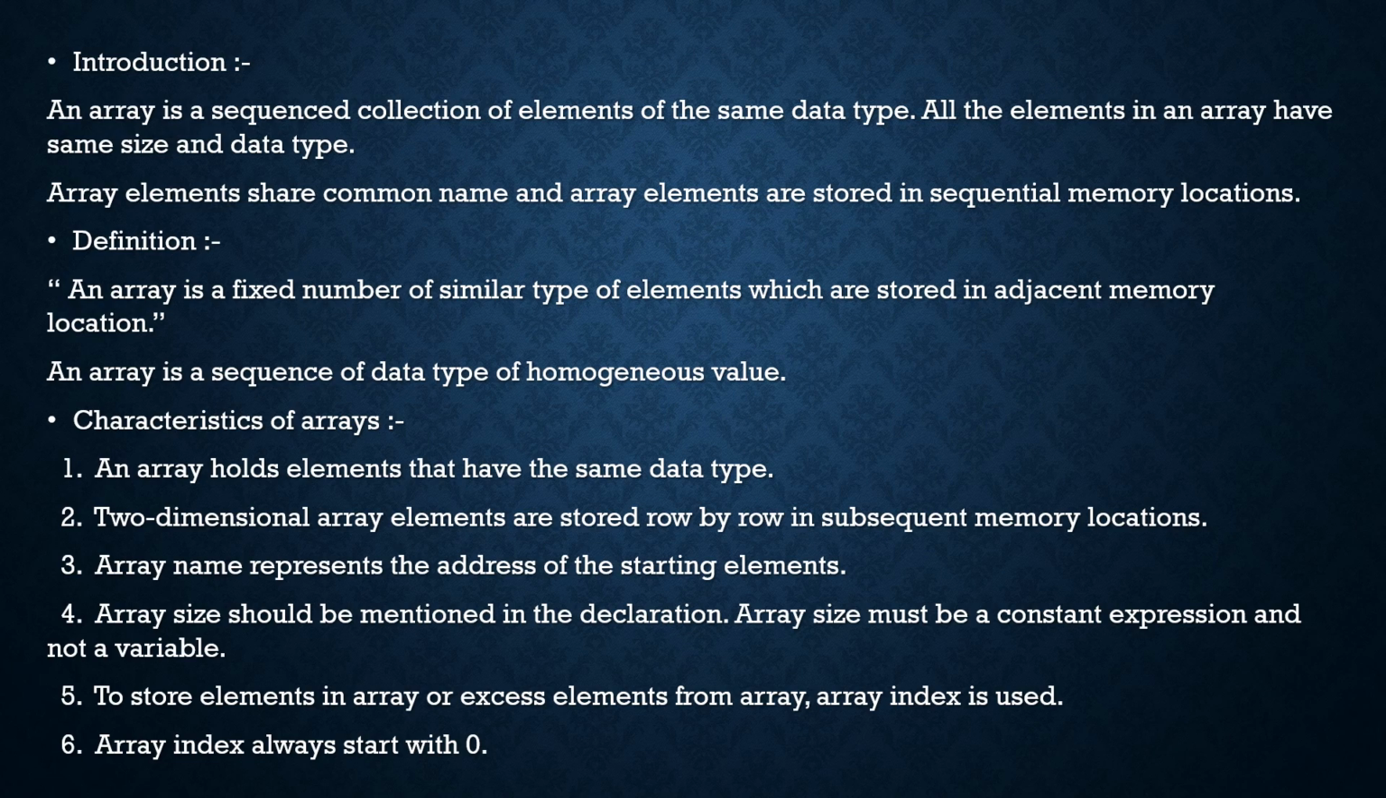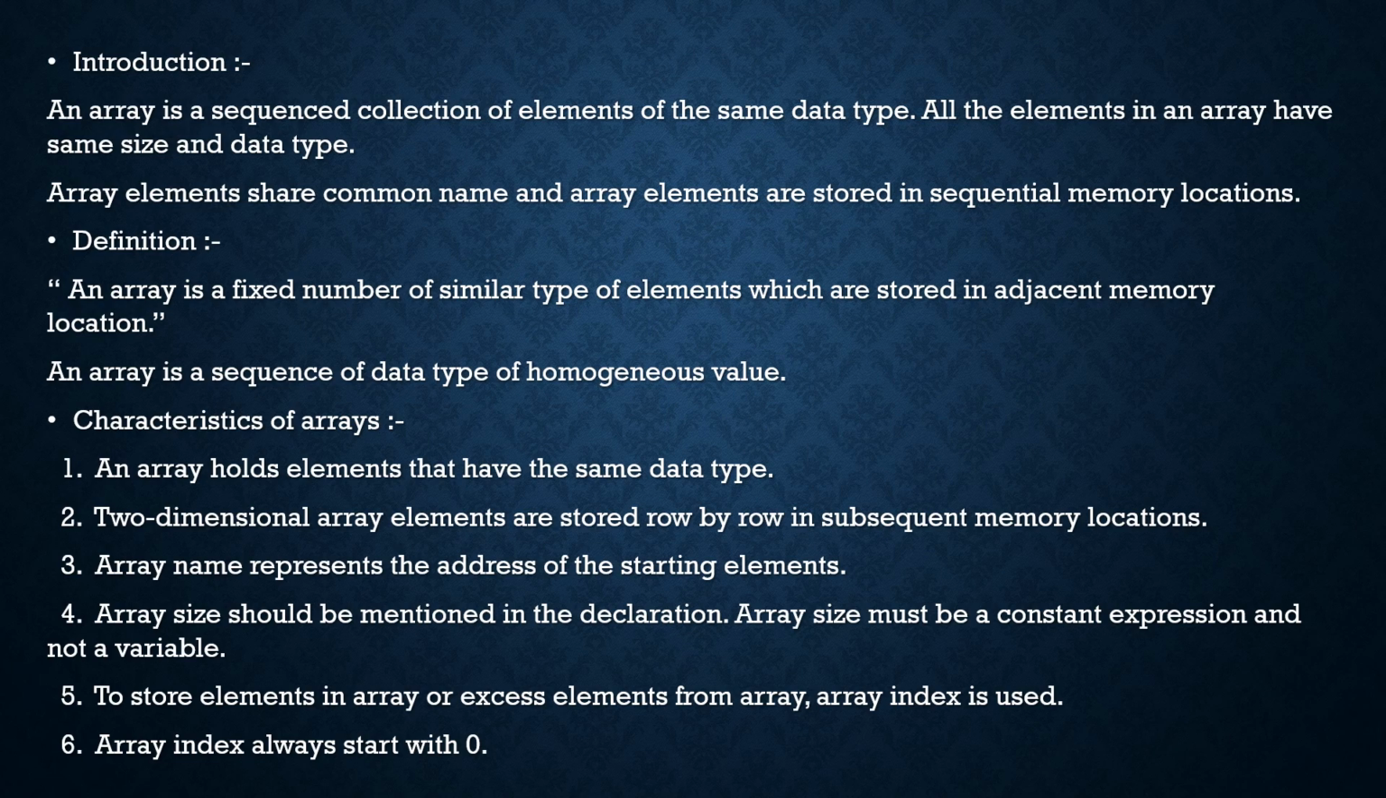Okay. So definition: an array is a fixed number of similar type of elements which are stored in adjacent memory locations. An array is a sequence of data type of homogeneous value. So homogeneous means same data type. So the elements stored in the array will have the same data type, as I said in the introduction.